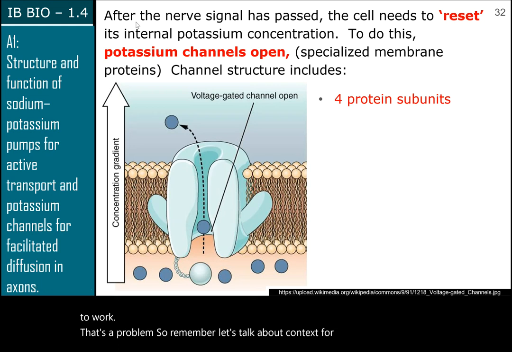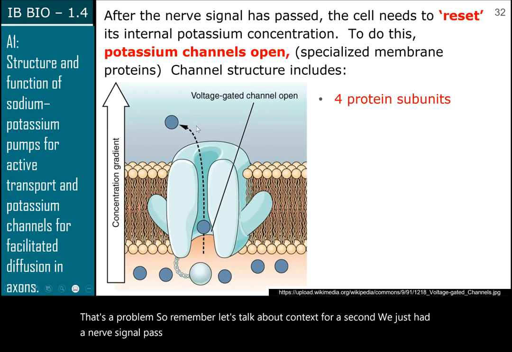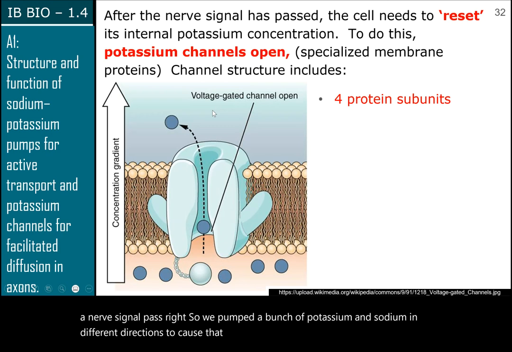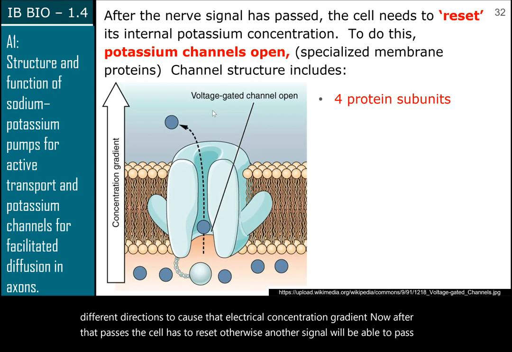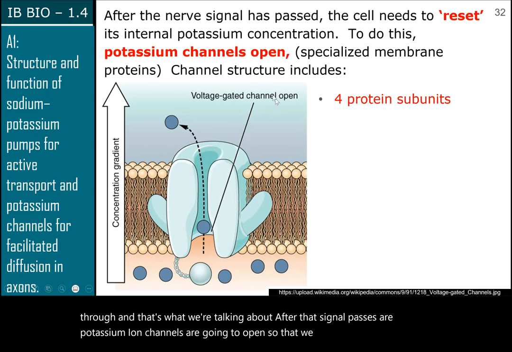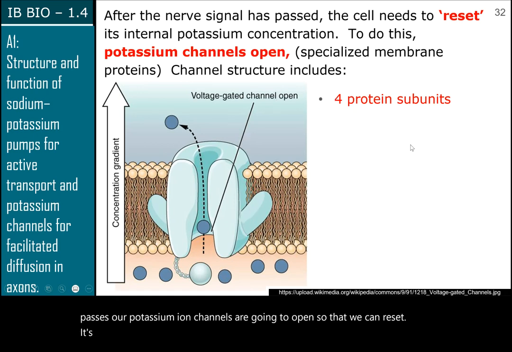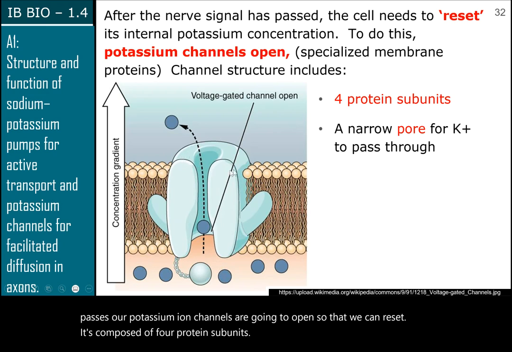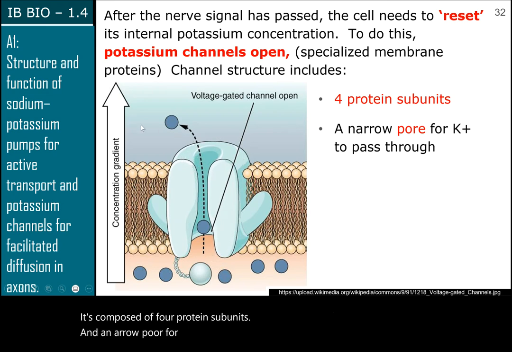So remember, let's talk about context for a second. We just had a nerve signal pass, right? So we pumped a bunch of potassium and sodium in different directions to cause that electrical concentration gradient. Now, after that passes, the cell has to reset. Otherwise, another signal won't be able to pass through. And that's what we're talking about. After that signal passes, our potassium ion channels are going to open so that we can reset. It's composed of 4 protein subunits and a narrow pore for that potassium to flow through.